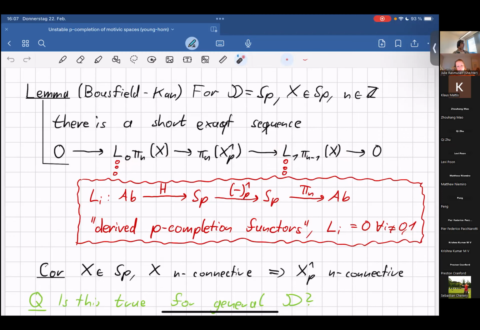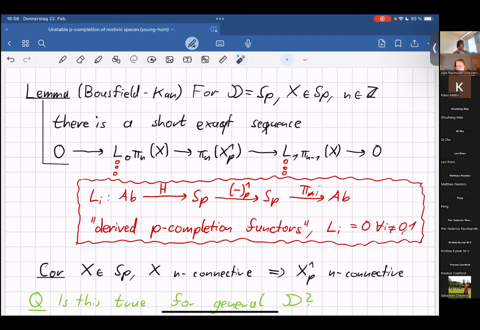So these are given by, I start with an abelian group here. So this guy is an abelian group. I can embed this into spectra by doing this Eilenberg-MacLane spectrum functor. Then I can p-complete the spectrum via this p-adic limit, and then I can take the ith homotopy object, and then get back an abelian group. And these are then called derived p-completion functors.